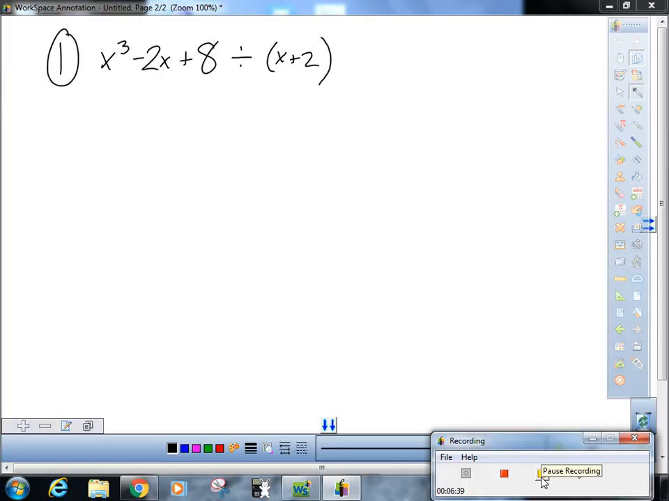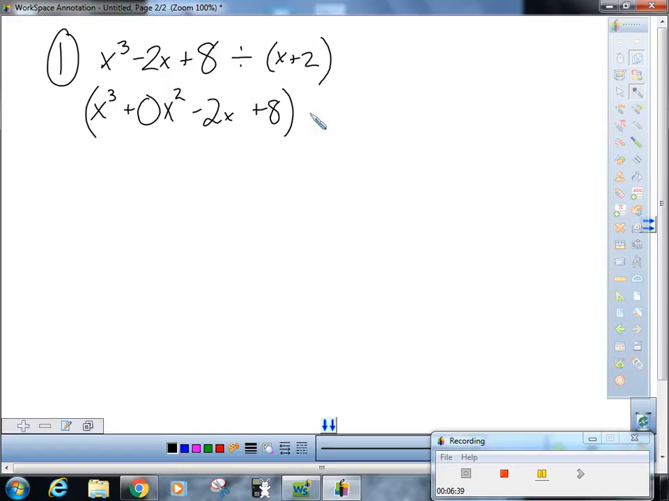what I want you to notice is that what this actually says is x cubed. You would never write it like this, but it's going to help us to think about it this way. Plus 0x squared. Do you see how there's no x squared term there? We have to take that into account. We always have to have all of them. So all I did there was rewrite the problem. Okay, we won't do that every time. I just want you to understand.